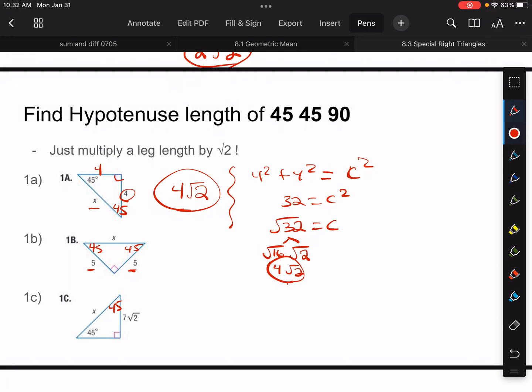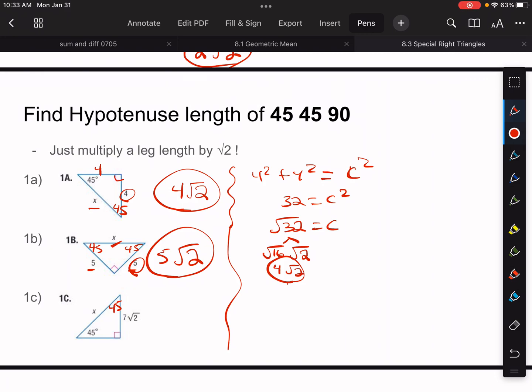All right, so with 1b, same kind of deal here. Now I'm not going to go through the whole Pythagorean process. I'm just going to use my rule. So I'm going to say, if this is 5, since x is the hypotenuse, it has to be 5 times root 2. Simple as that.